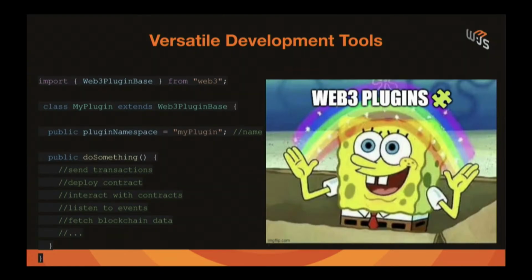So if you want to create a plugin, you just need to install the library by running npm install web3. Then you are able to import the Web3 plugin base module. After that, you need to create a JavaScript class that inherits from this Web3 plugin base. Then you can put a name to your plugin. And after that, you are able to create any method with any functionality that you want with your plugin. You can deploy contracts, listen to events, interact with contracts, send transactions, or you can also add your own libraries or external libraries as well. So this is how you can create Web3 plugins. It's just as simple as importing the Web3 plugin base and inheriting this module in your JavaScript class.